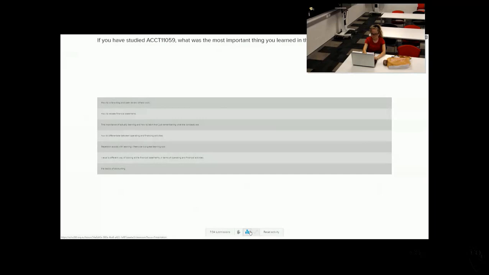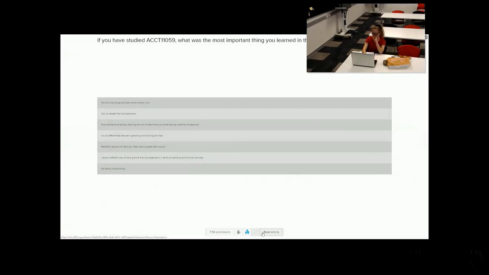How to differentiate between operating and financing activities. So again, a concept that we continue with in our unit. The importance of actually learning how to learn rather than just remembering what the concepts are, which is really good. It's your learning journey, and that's what we always reinforced between the units right from ACCT 11059 through to our unit now, ACCT 13017, and including our introductory financial accounting unit, which is 11081. So we really try to get you to focus on making the learning journey personal rather than just rote memorising certain concepts, which means in the long run you'll probably forget it.